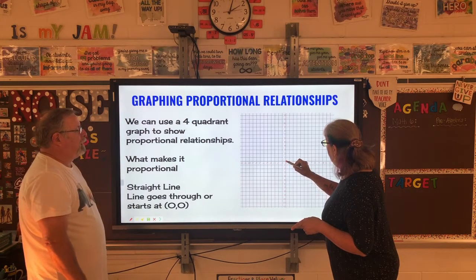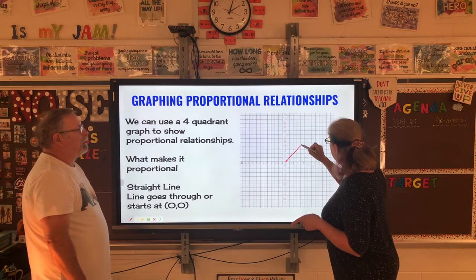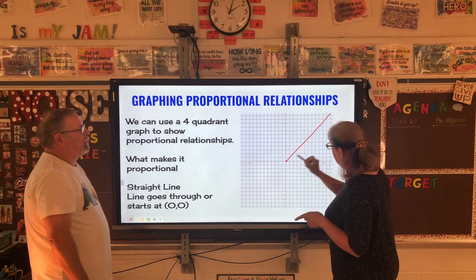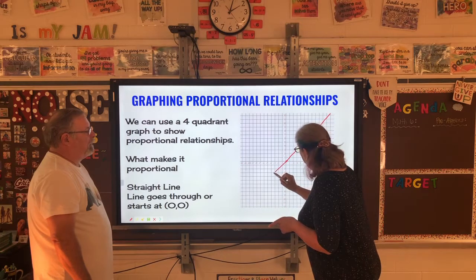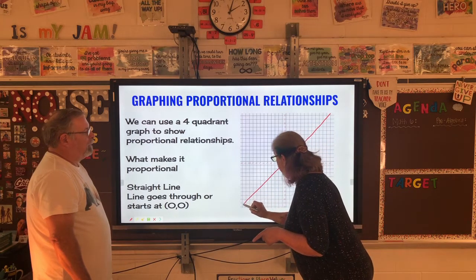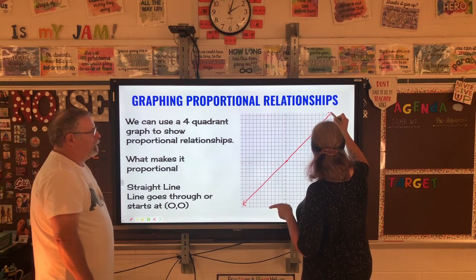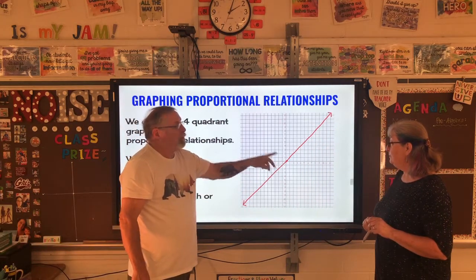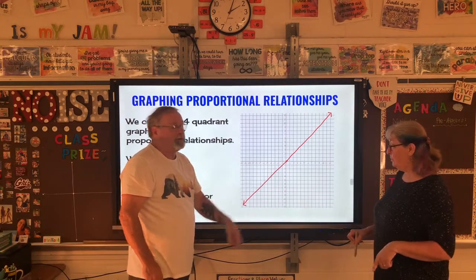So what we have is something that looks pretty much straight like that. And it can go through on both sides. That's my interpretation of a straight line as I can draw. That's a pretty good straight line on a piece of glass. Okay, so remember, it has to be straight, has to go through 0, 0.